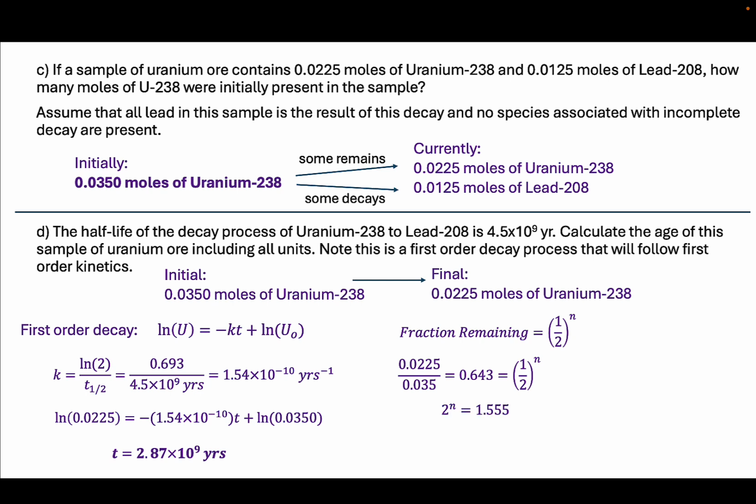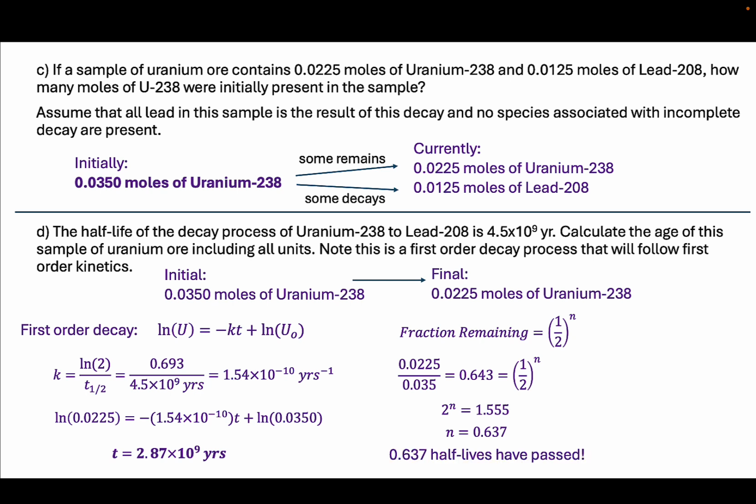Once we have this, we can rearrange. I've multiplied both sides by 2 to the n, and then divided by 0.643, cross multiply if you like, and then we can solve this by taking the base 2 logarithm, and we see that n is equal to 0.637, which means that 0.637 of one half-life has passed. It's not a whole half-life, it's not half a half-life, it is 0.637 of a half-life, so between half and one.